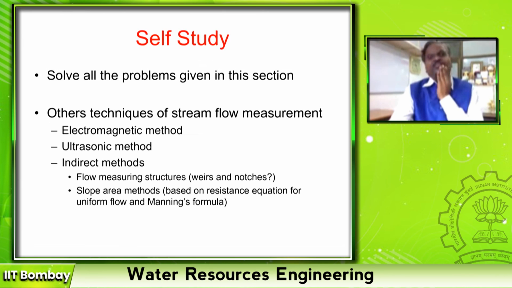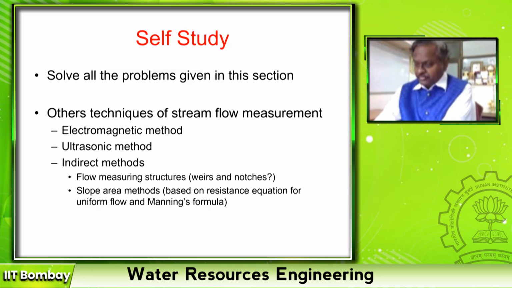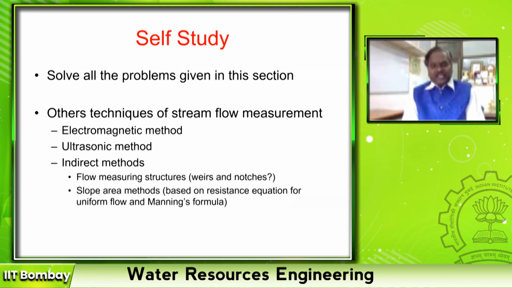Okay, so in this case I have two more slides. One is self-study: solve all the problems given in this section. Then other techniques of stream flow measurement, like the electromagnetic method and ultrasonic method, and in indirect methods, flow measuring structures. I request everyone to go back to your hydraulic lab records and see how you have estimated the discharge. That is called flow measuring structures. And then the next one is the slope area method, which is based on the fundamentals of your hydraulic engineering.